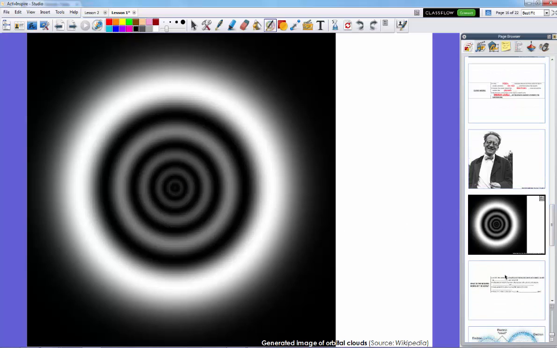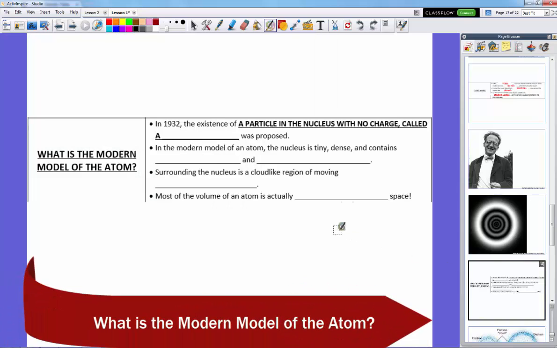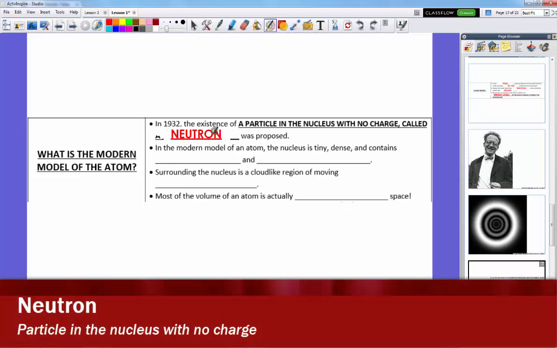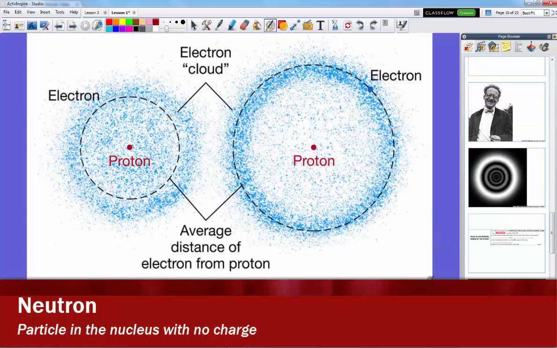So that trip through history, I'm pretty sure you're kind of asleep, so you need to wake up. And so let's go ahead and talk about our modern model of the atom. In 1932, so less than 100 years ago, we figured out that there was a particle in the nucleus with no charge called a neutron. And the neutron was kind of what allowed the protons to stick together. And so let's talk about the modern model of the atom, which looks a bit like this.